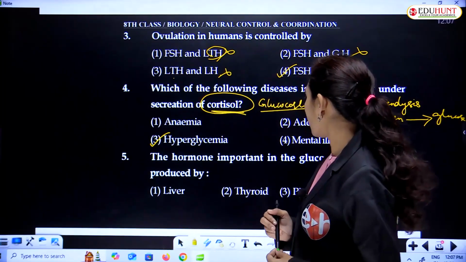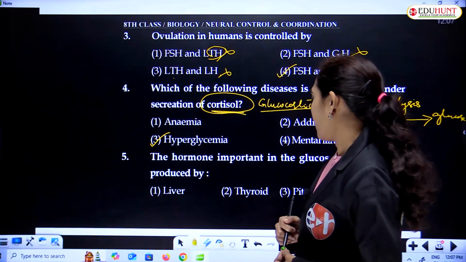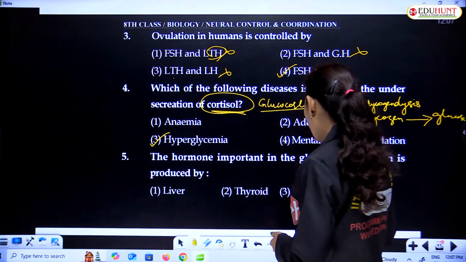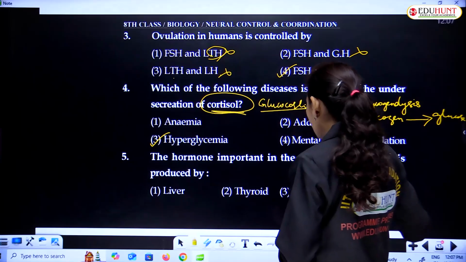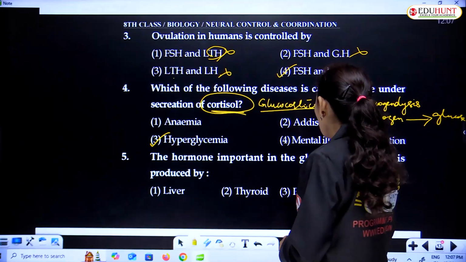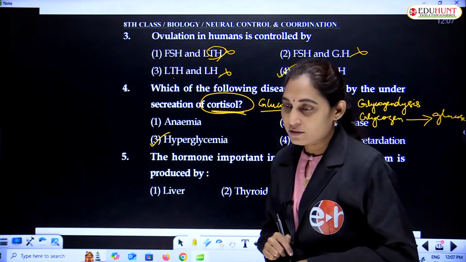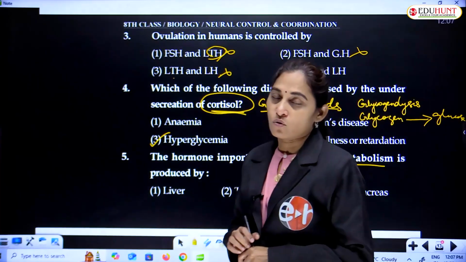The hormone important in glucose metabolism is produced by the liver, thyroid, pituitary, or pancreas? It is produced by the pancreas. Glucose metabolism is the utilization of glucose.